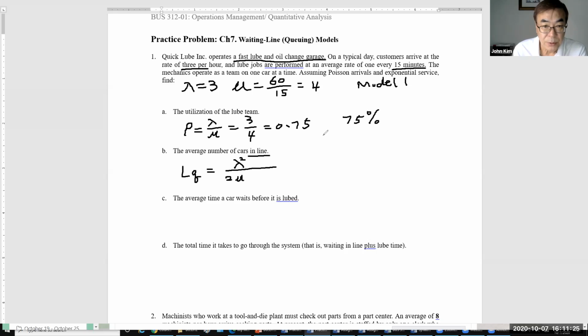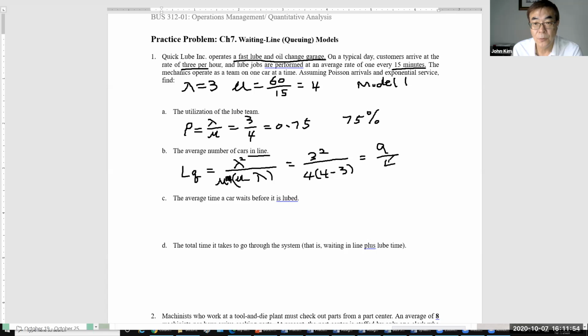But 2 mu is mu. Mu times (mu minus lambda) equals 3 squared divided by 4 times (4 minus 3), which equals 9 divided by 4. So it will be 2.25. So on average, 2.25 cars in the waiting line.